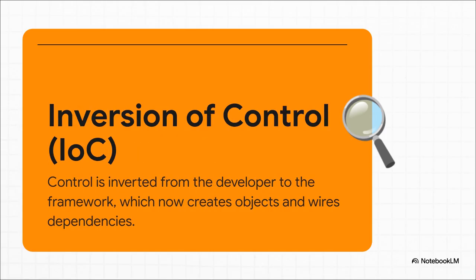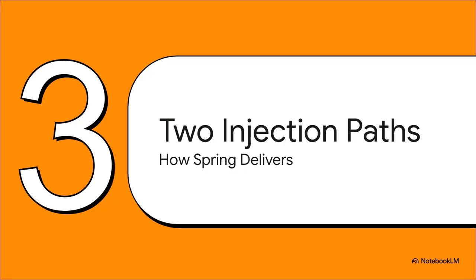And this is all part of a bigger idea called inversion of control, or IoC. You can think of it as the "don't call us, we'll call you" principle of software. You're no longer in charge of creating all your objects and connecting them. You hand that control over to the Spring container. You just say what you need, and the framework handles the whole life cycle. It's a game changer.